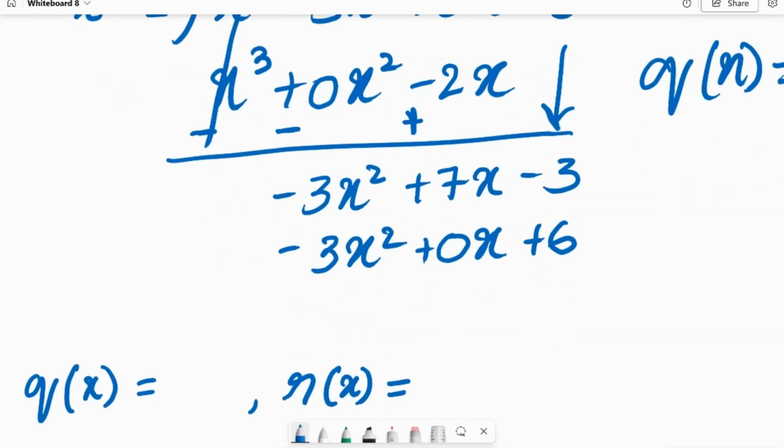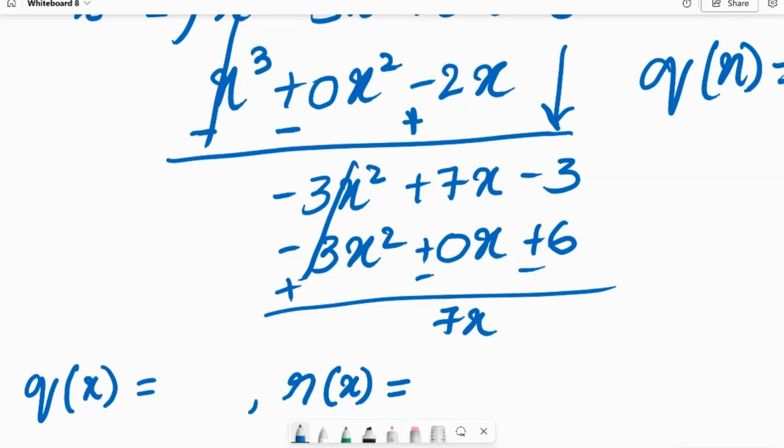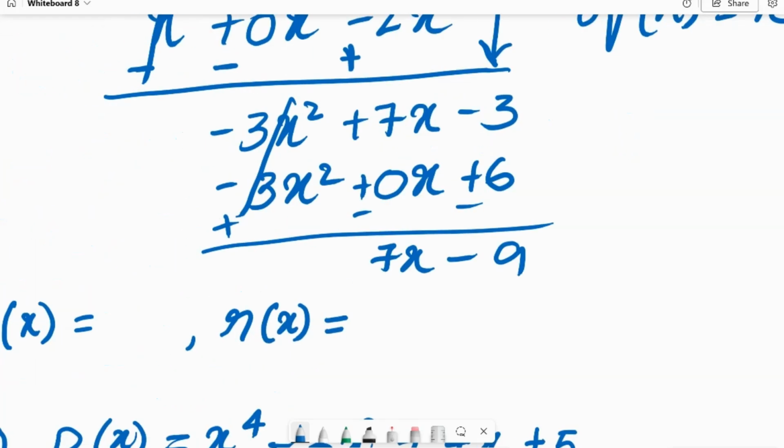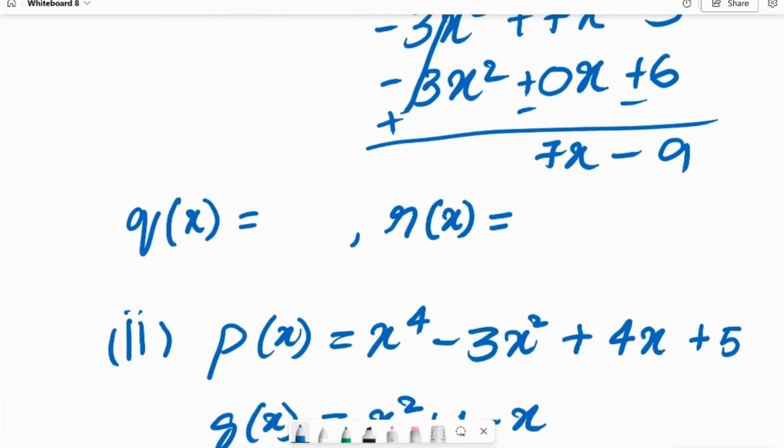And now change all the signs. This would be plus, this would be minus, this would be minus. So minus 3x square plus 3x square would be 0. 7x minus 0x would be 7x. And minus 3 minus 6 would be minus 9. So the quotient, we got it as x minus 3, and the remainder would be 7x minus 9.